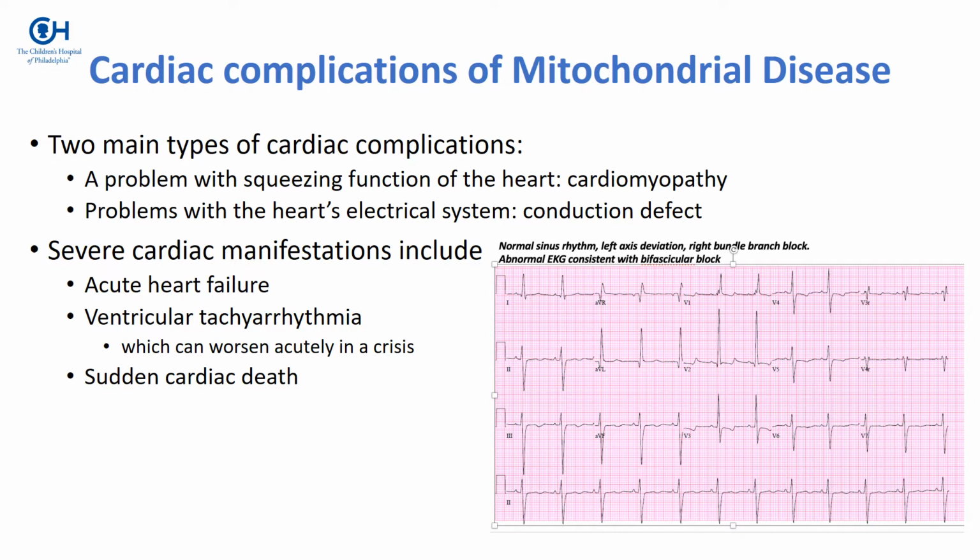The two main types of cardiac complications in mitochondrial disease include: 1. Cardiomyopathy, and 2. A heart conduction defect. Severe cardiac manifestations have also been observed, and this includes acute heart failure and a severe form of arrhythmia called ventricular tachyarrhythmia. Both of these can worsen acutely in a crisis. Sudden cardiac death related to atrioventricular block has also been observed.